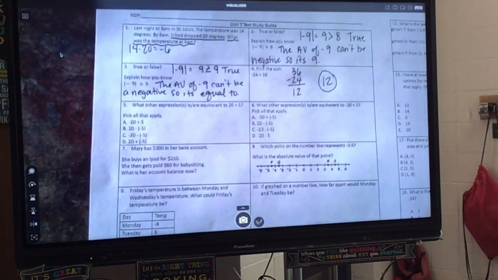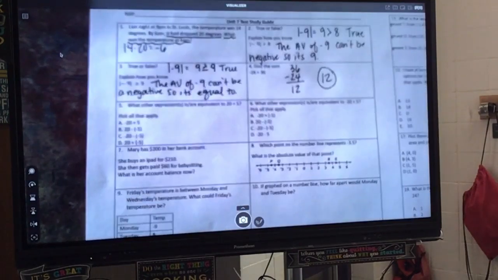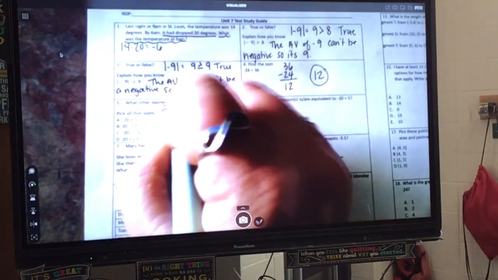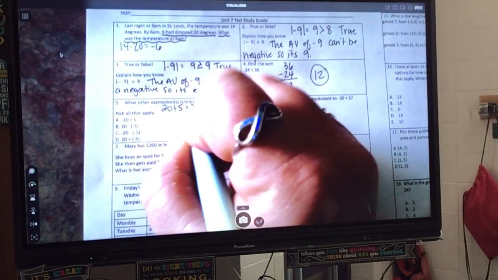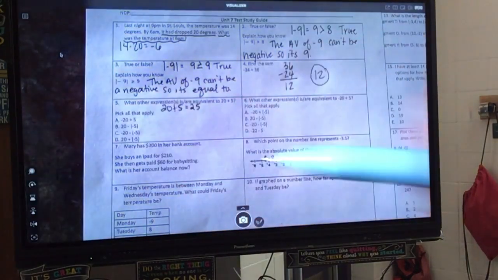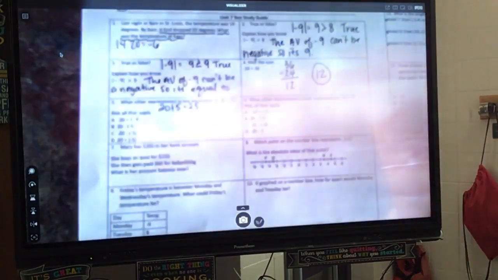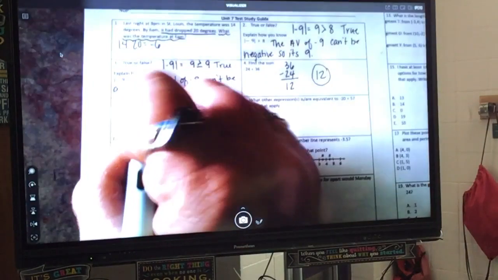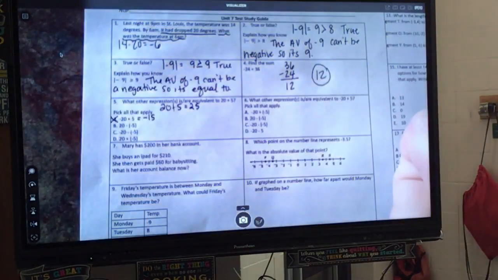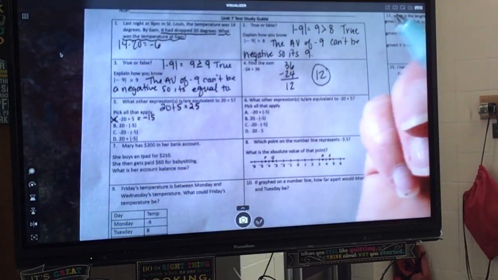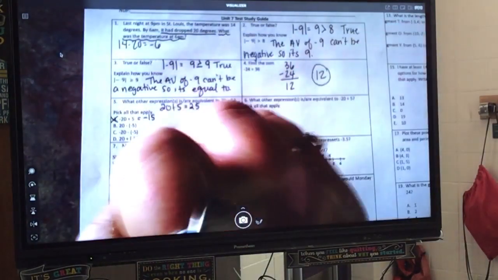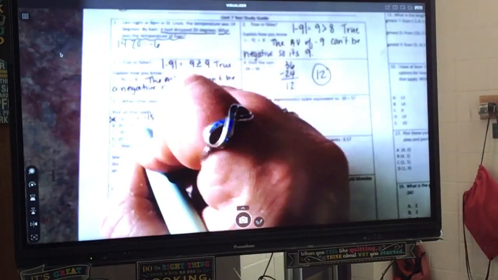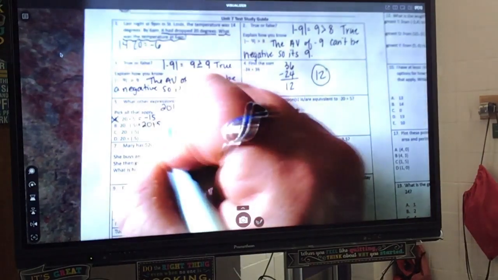All right, looking at number 5, it says which other expressions is equal to 20 plus 5? Well, what is 20 plus 5? Equals 25. All right, so you have to figure out what each one of these equals. What is negative 20 plus 5? Mikael? Negative 15, so that one does not work. What is 20 minus negative 5? Krishana? 15. No. Because a negative times a negative becomes a positive, so this actually becomes 20 plus 5, which gives you 25.